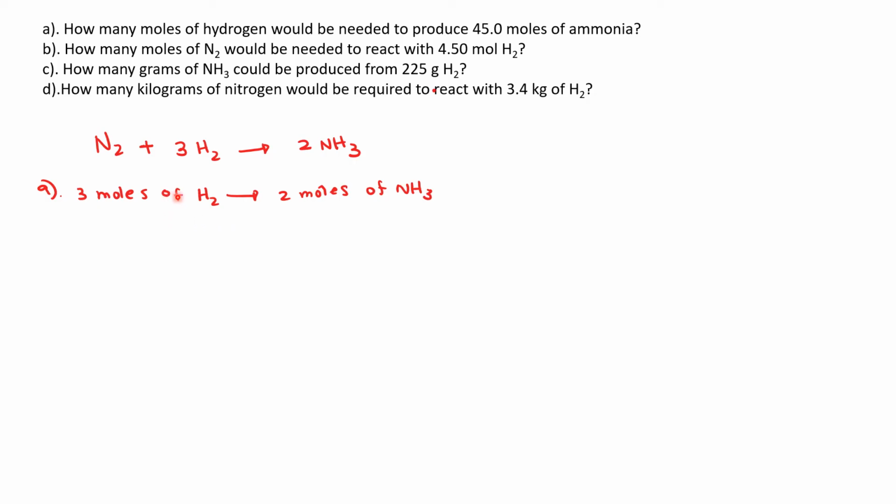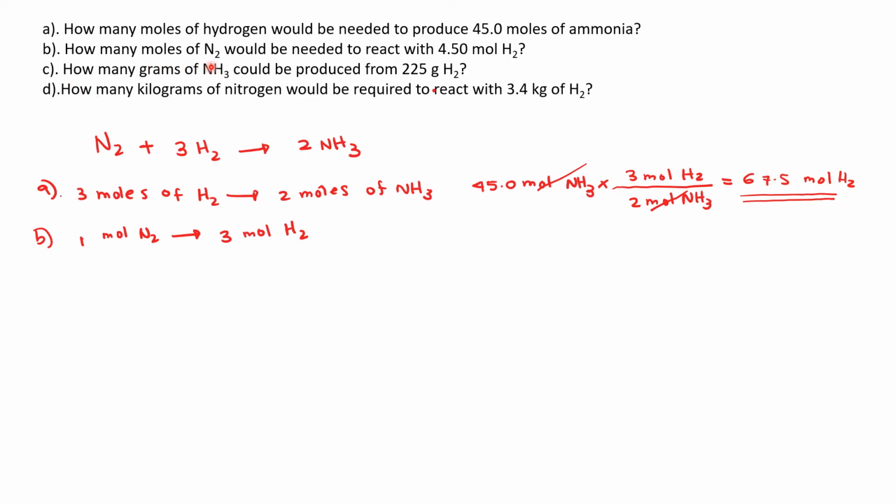And from the stoichiometric ratio, we know 3 moles of hydrogen produce 2 moles of ammonia. So we are going to do the dimensional analysis. We are going to start with 45 moles of ammonia. And we know by the stoichiometric ratio, 2 moles of ammonia requires 3 moles of hydrogen. So your answer is 67.5 moles of hydrogen.